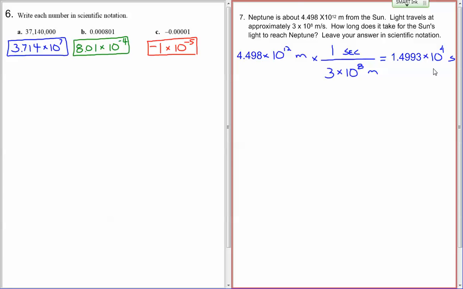That's my answer. Now, I could turn that into seconds if I wanted by getting rid of scientific notation, just moving the decimal place over a few spots. But we'll just leave it just like that, okay? It's about 14,993 seconds, which is about 4 hours. But that's how we're asked to leave our answer.